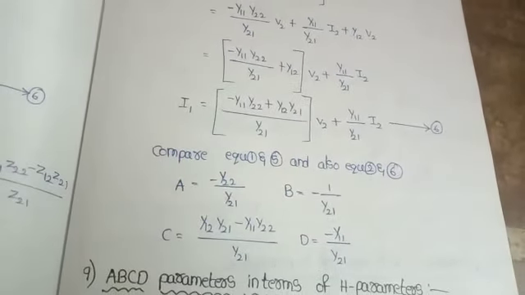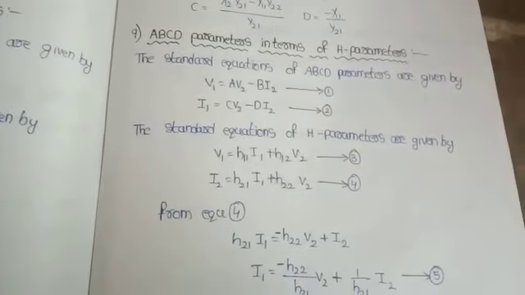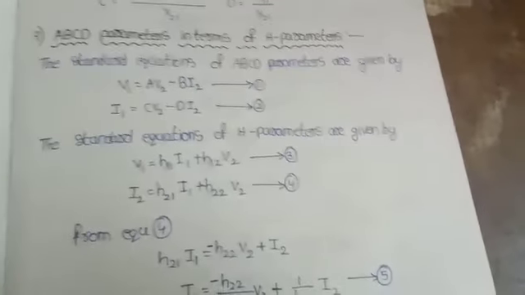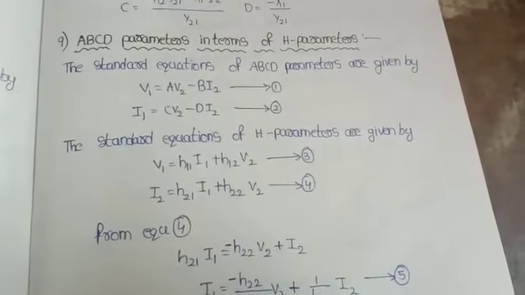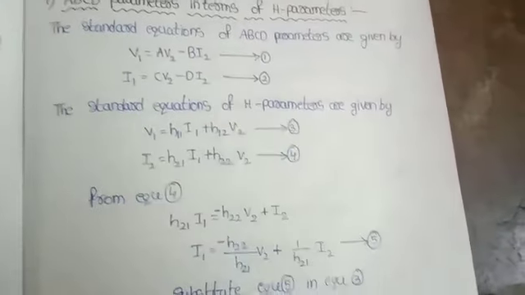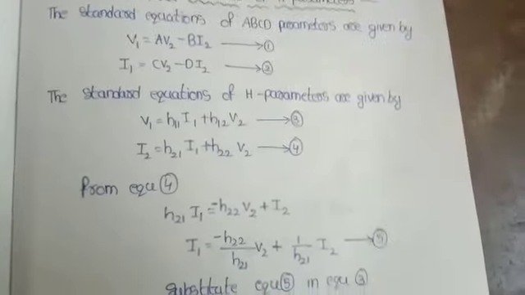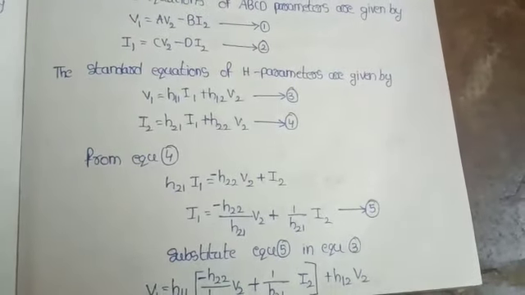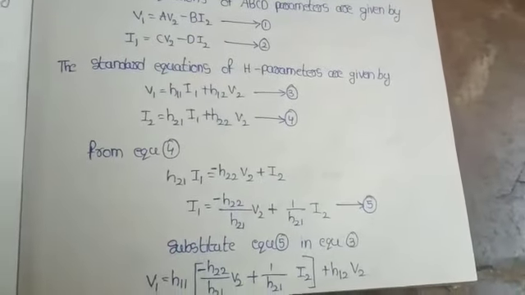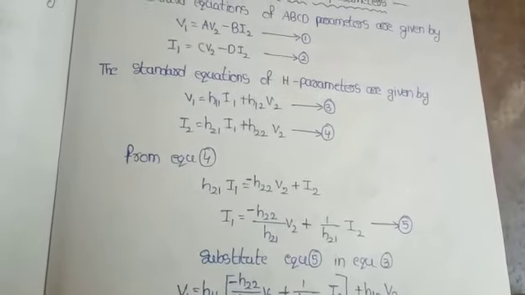And lastly, ABCD parameters in terms of H parameters. So the standard ABCD parameters are given by V1 equal to A V2 minus B I2 and I1 equal to C V2 minus D I2. The standard H parameters are given by V1 equal to H11 I1 plus H12 V2 and I2 equal to H21 I1 plus H22 V2. As usual, from equation 4, H21 I1 equal to I2 minus H22 V2.